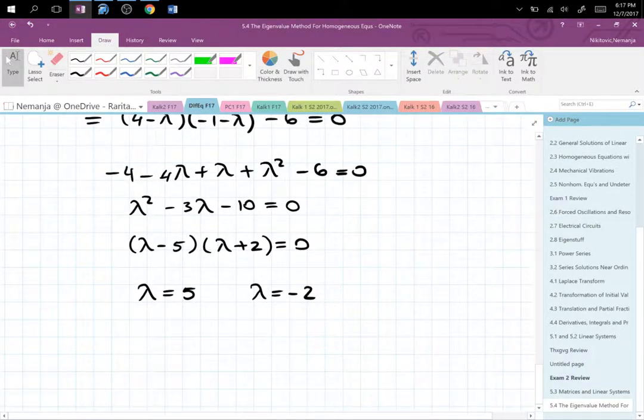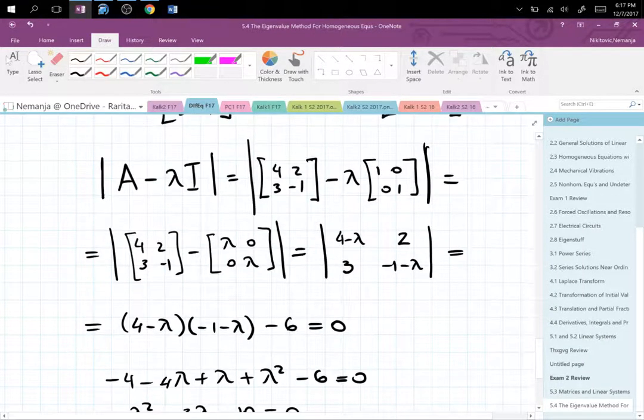So now what we are going to do is find the eigenvectors that are associated to these eigenvalues. The eigenvalue input is lambda equal to 5, and we are supposed to find the eigenvectors associated with this. So now what you do is you place this into your eigenvalue matrix.